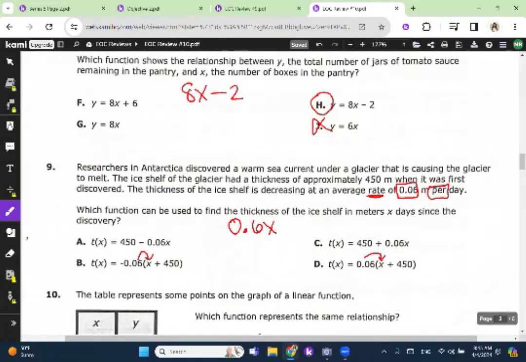Now, from there, what does it say about that slope, though? Very important word. Don't overlook it. The slope is decreasing. So that means there's going to be a negative in there. These two are positive 0.6s. So get rid of C and D. Now, what was the starting point? 450 meters when it was first discovered. So your answer would be A. If you distribute negative 0.6 into 450, it'll change that.